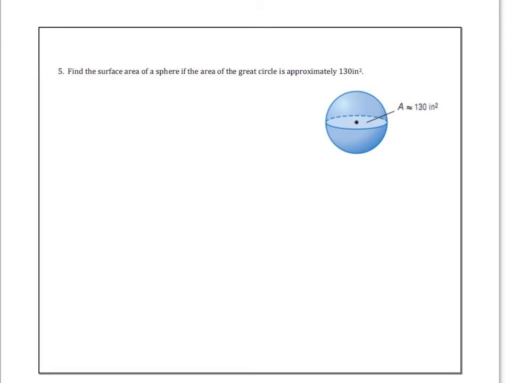Number 5, find the surface area of a sphere if the area of the great circle is approximately 130 inches squared. Okay, key words, surface area, sphere. Surface area of the sphere is 4 pi r squared. Do we know the surface area? No. Do we know the radius? No, but this one's a little strange. They're telling us the area of the circle is 130. Isn't pi r squared area of a circle?